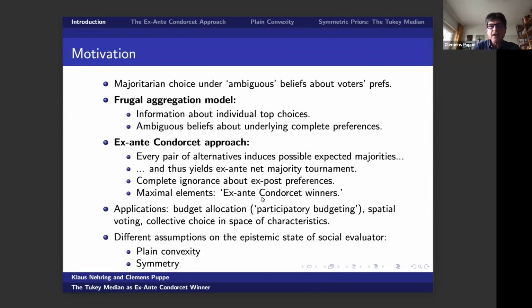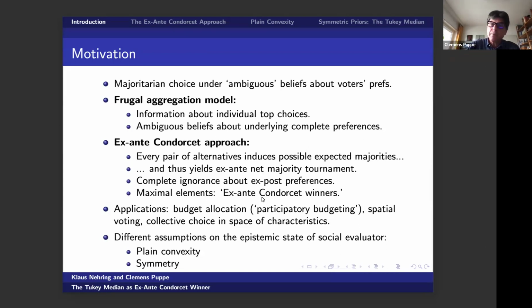Applications of the model are, let's say, budget allocation, participatory budgeting, where the space of alternatives is a hyperplane, right? You have tax money. The tax money can be spent on different purposes.